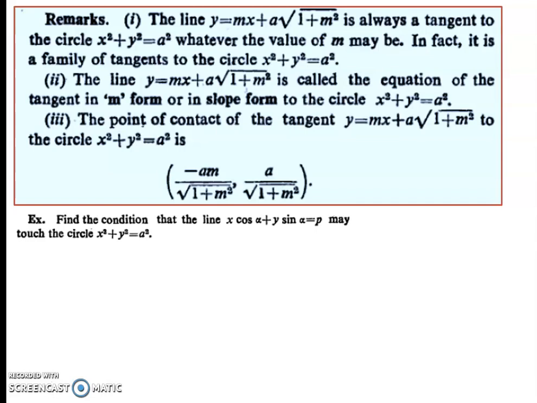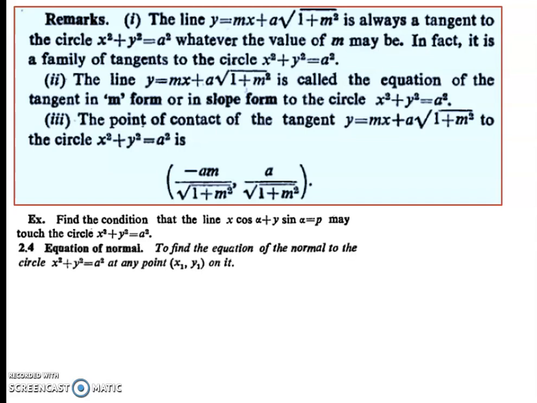Here is the example. Find the condition that the line may touch the circle. Touching the circle means this line is tangent to the circle. What is the equation of the circle? The equation of the circle is x square plus y square is equal to a square. So the equation of tangent is xx1 plus yy1 is equal to a square, and then we write it like that. The two lines x cos alpha plus y sin alpha minus p is equal to 0, and xx1 plus yy1 minus a square is equal to 0 represent the same line, and then we can find the values of x1 and y1. So next is the equation of normal.